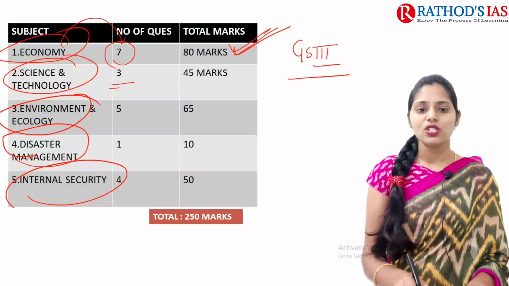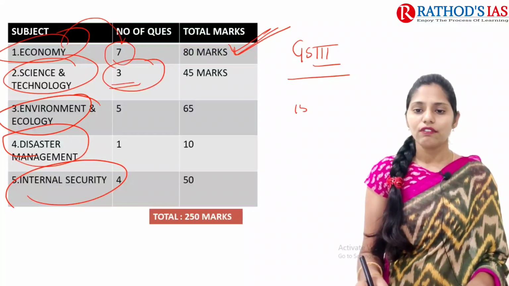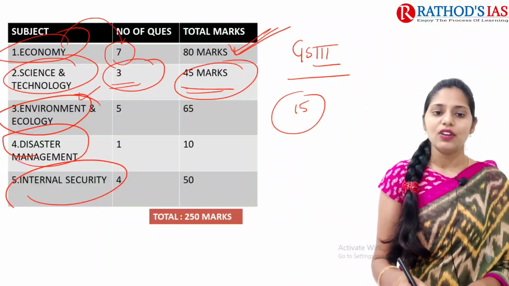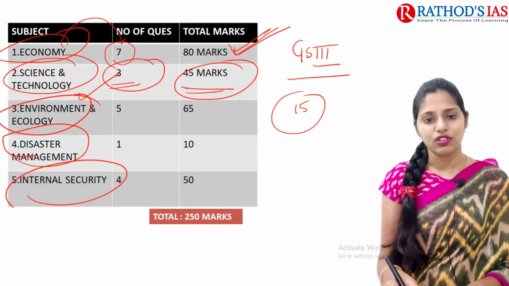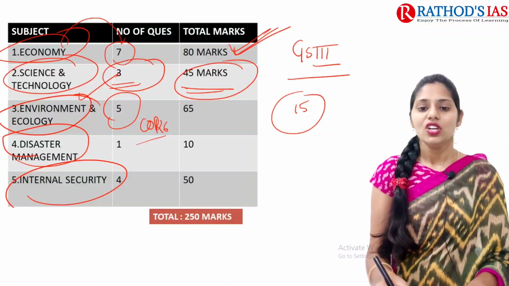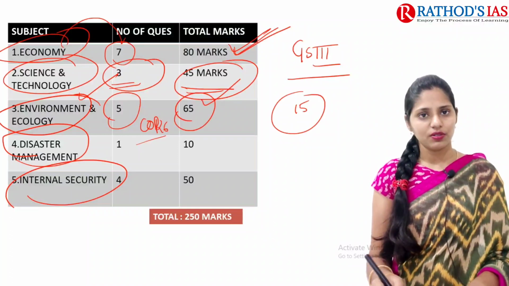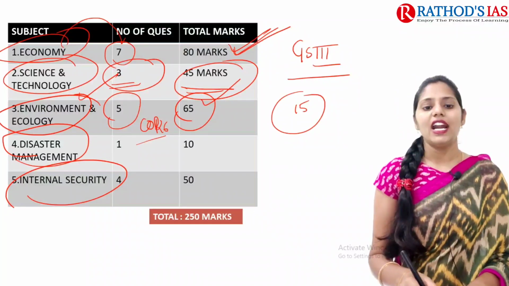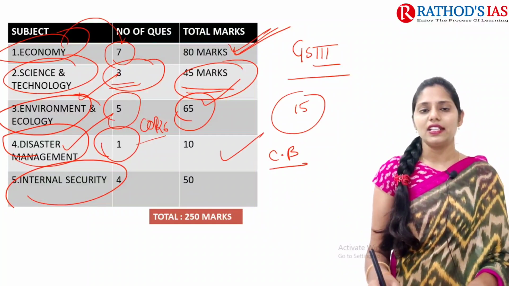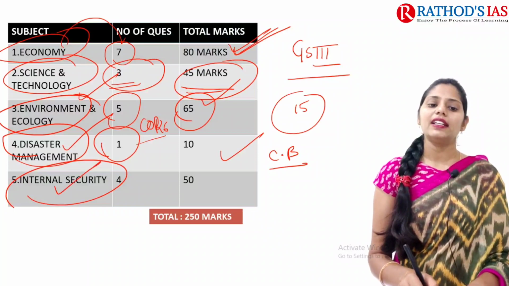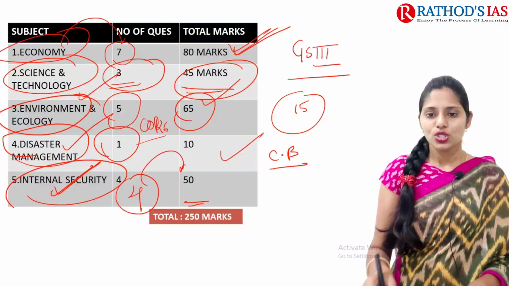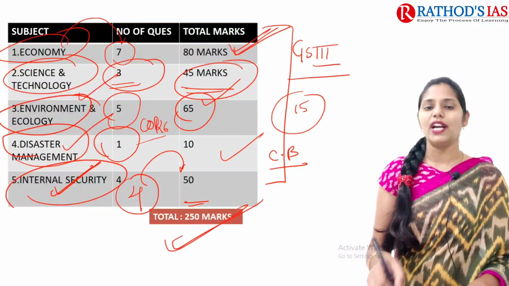And from science and technology we got 3 questions of 15 marks, so it contributes about 45 marks. In environment and ecology we got 5 questions. Because of this COP26, I can say we got about 65 marks from environment and ecology. From disaster management we got 1 question regarding the cloud burst, and it is a 10 marker question. And internal security we have 4 questions which contribute 50 marks. So the total GS3 contributes 250 marks.